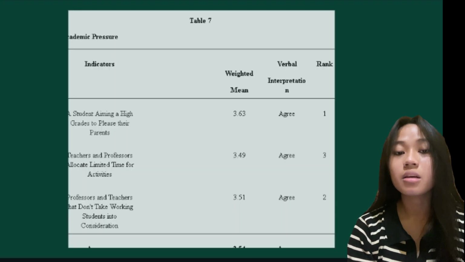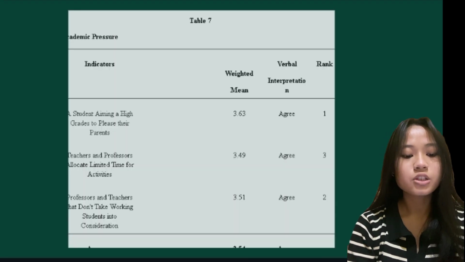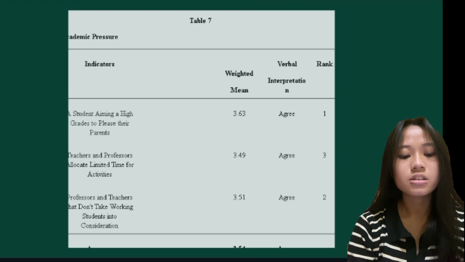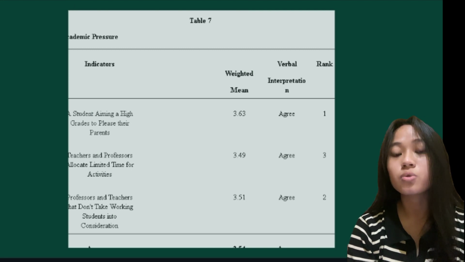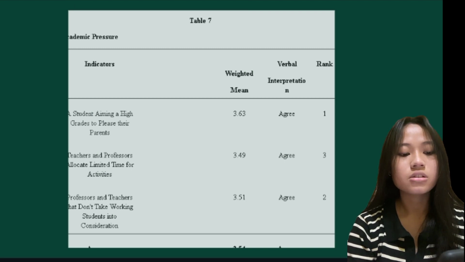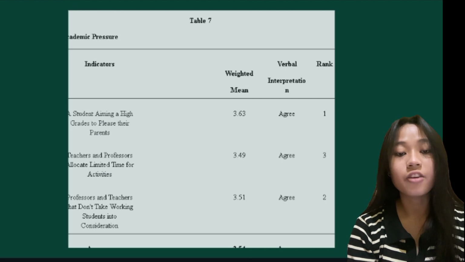Table number 7, academic pressure. Table number 7 appears with the highest weighted mean of 3.63 and interprets the statement of students aiming for high grades to please their parents as agree, while the professors and teachers don't take working students into consideration gets rank 2 with a weighted mean of 3.51 and is also interpreted as agree. Lastly, this gets rank 3 and the lowest weighted mean of 3.49, and the result is agree with the statement teachers and professors allocate limited time for activities.